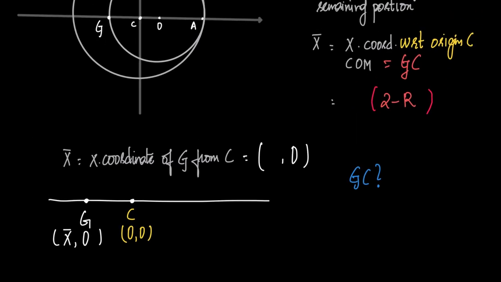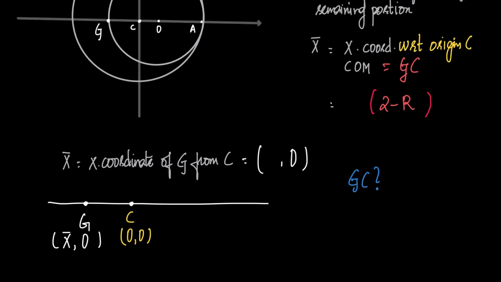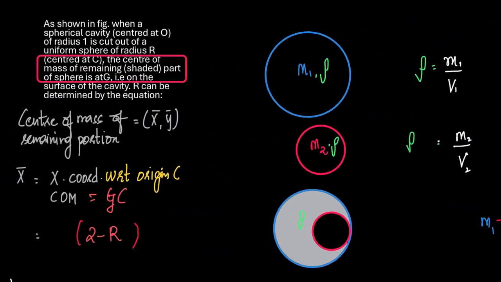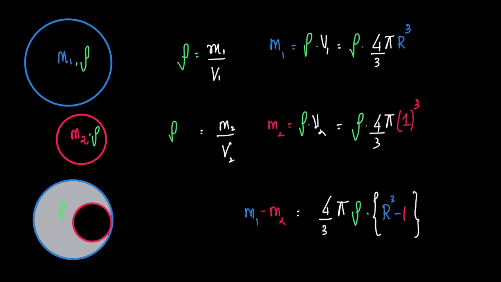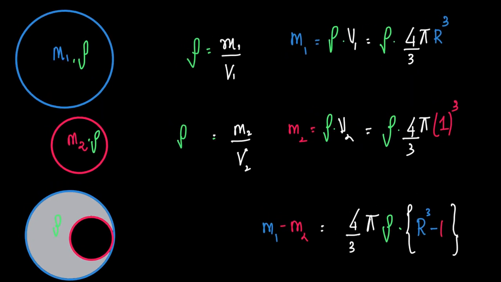So how do we arrive at this? Let's see. C is the origin, chosen to be 0 comma 0. What is G? X bar comma y bar. Y bar is 0. Why? Because the point is on the x axis. Now what is x bar? X bar translates to GC. How did we find GC? You have it in your notes, right? So GC is equal to 2 minus R.